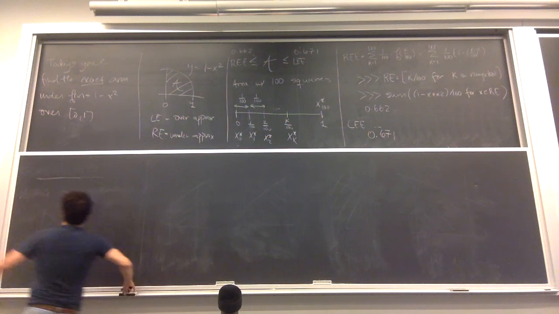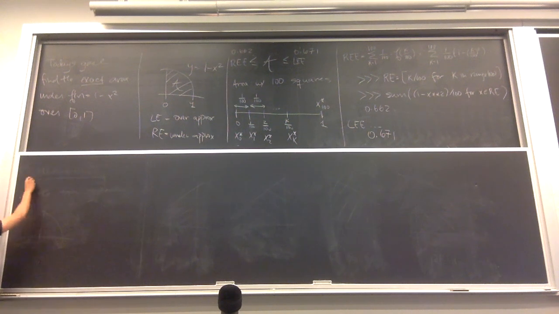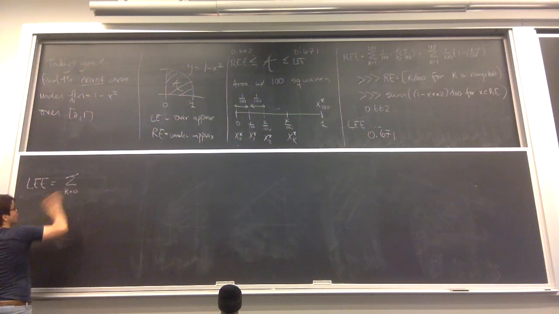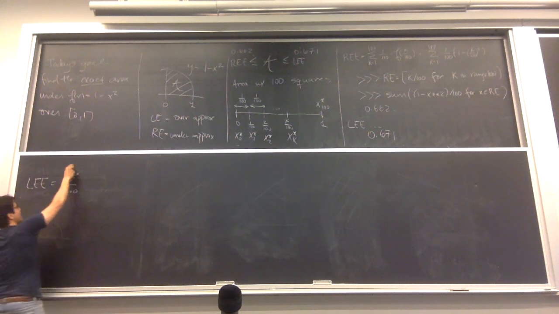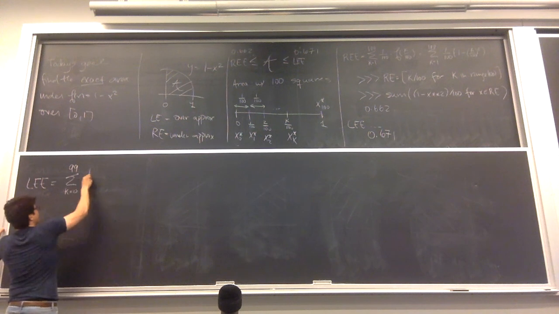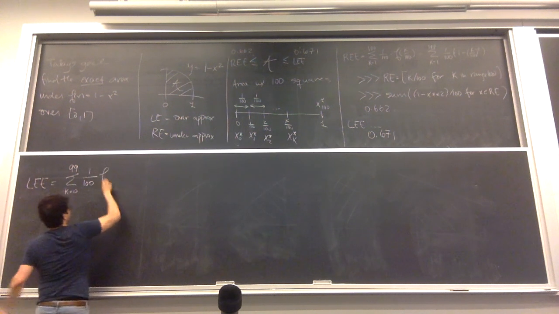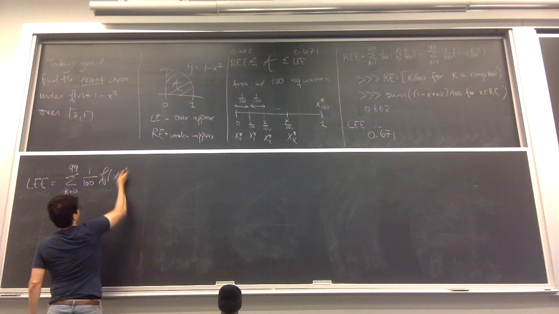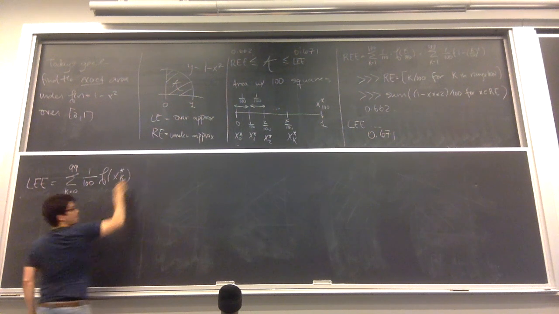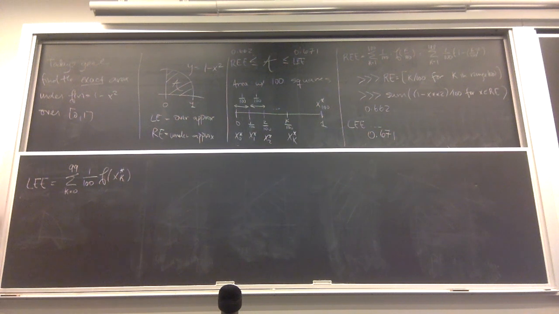So let's just go ahead and write that. The left endpoint estimation would have to start from k equals 0. We want to include the first point and exclude the last one. Then you're just going to have the same 1 over 100 times f of these samples. Okay, so that's the left endpoint estimation.